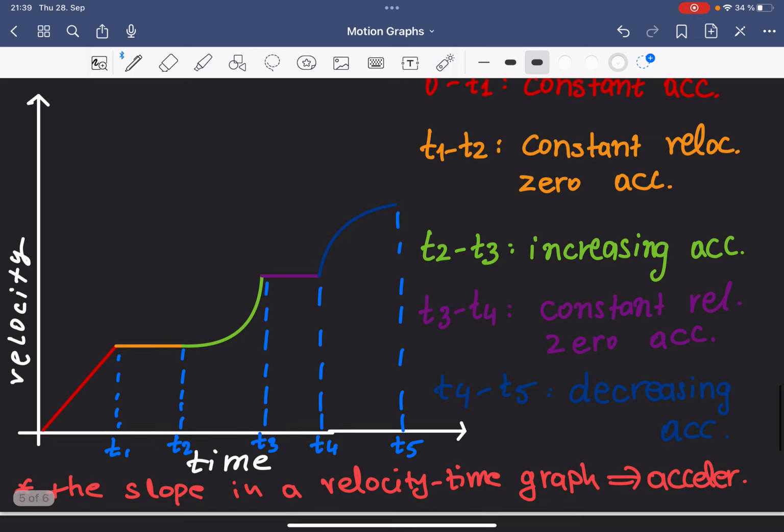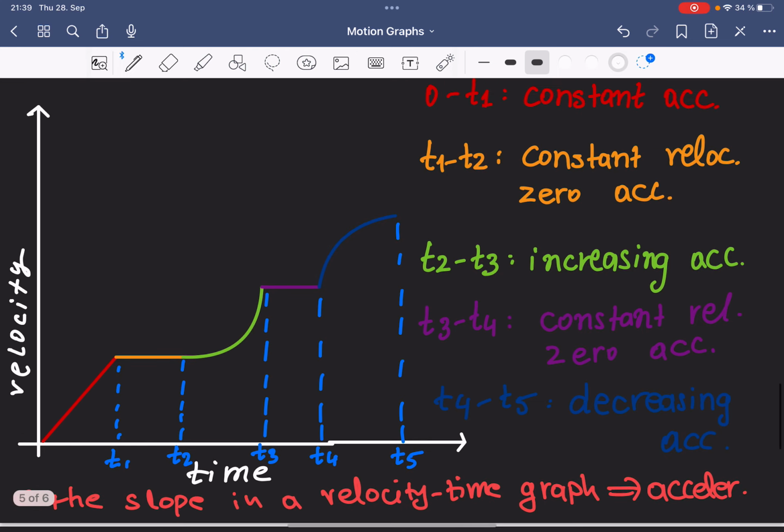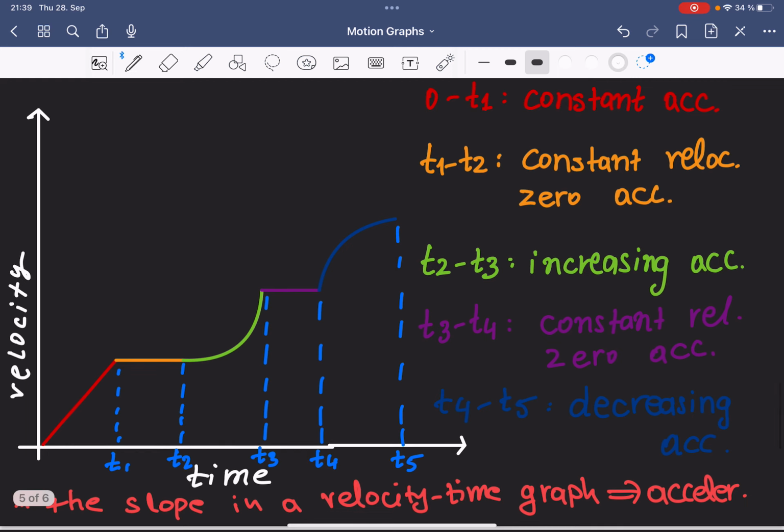Now moving on to the velocity time or speed time graph, again depending on from which angle you approach the problem. So from 0 to t1, as we can see, we have again a constant slope, a slope that is not changing. The slope in a velocity time graph gives you acceleration. Why? Because acceleration is defined as the change in velocity over change in time. So the y in this case will be the change in velocity, and the x is going to be the change in time.